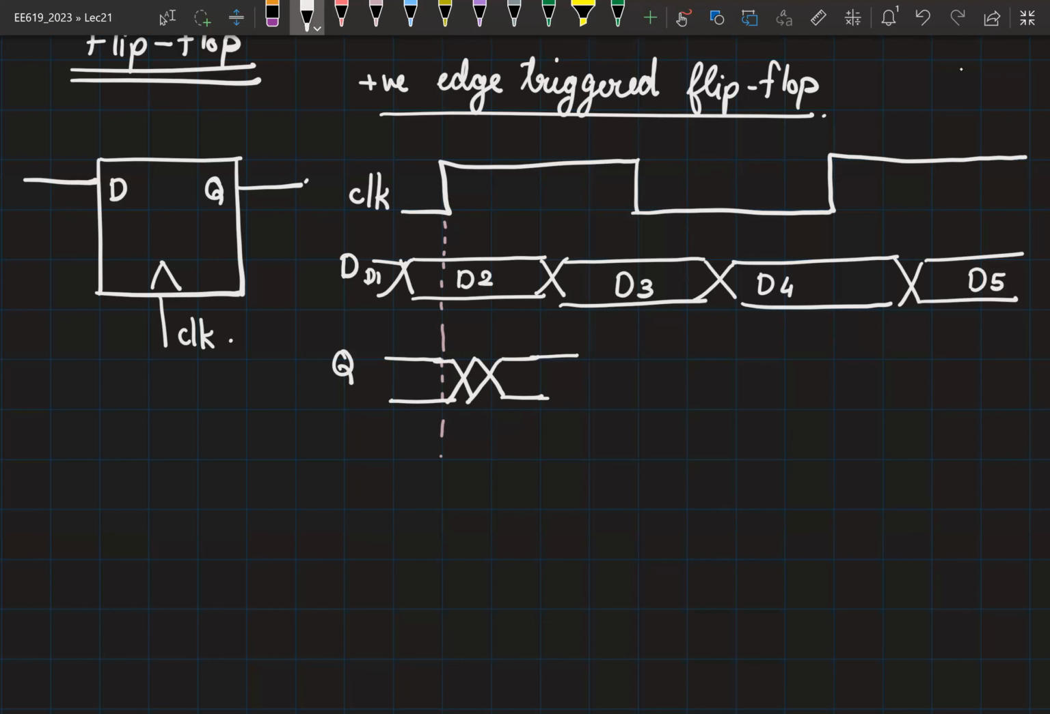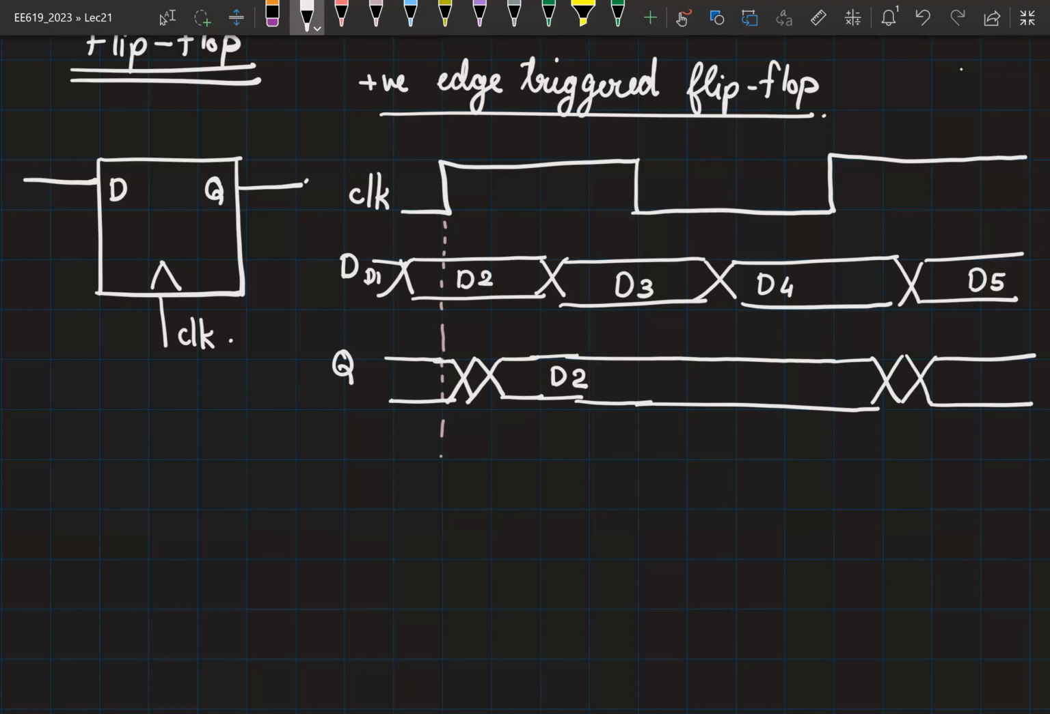What is this value? This is D2. Does D3 come to the output? What is the next output that will come? Directly D4. So you'll have D4 here.